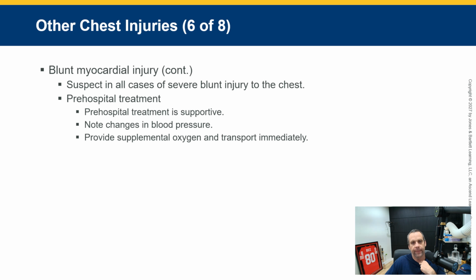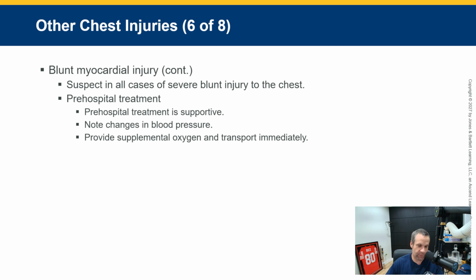Yeah, so it's important to always maintain that high index of suspicion for a blunt myocardial injury after a blunt trauma to the chest. But really, when there's bruising, tenderness, deformity, crepitus over the sternal area, again, your outside evidence might kind of be limited. But again, there could be more issues underneath.